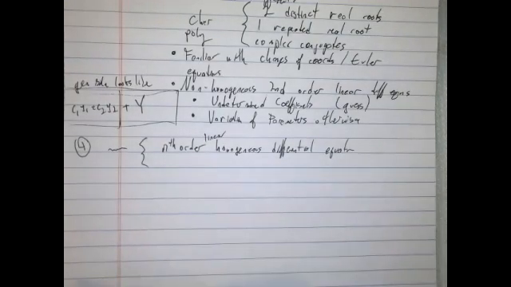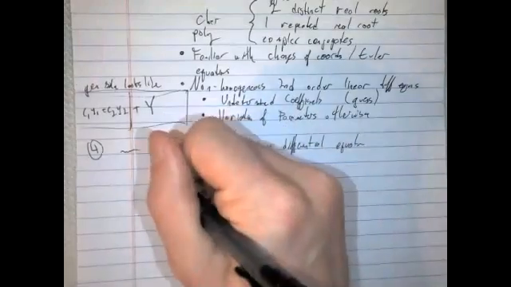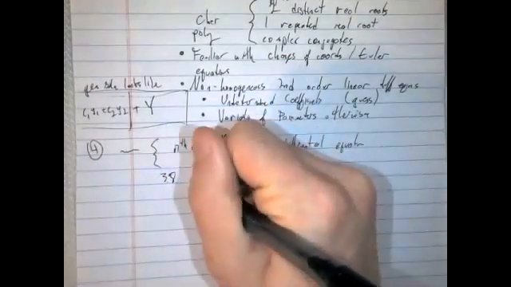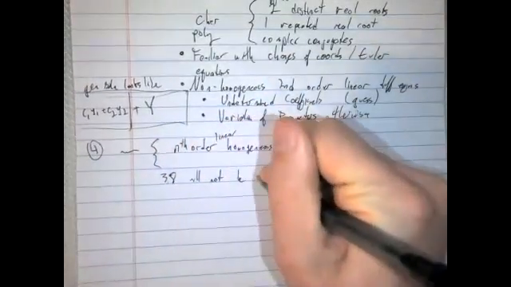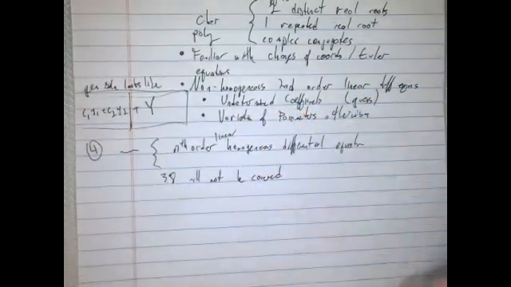Any questions about this plan or this description? Looks like someone asked about reduction of order in the chat. Oh, reduction of order. Yeah, sorry. 3.8 we will not discuss. So 3.8 is right out.